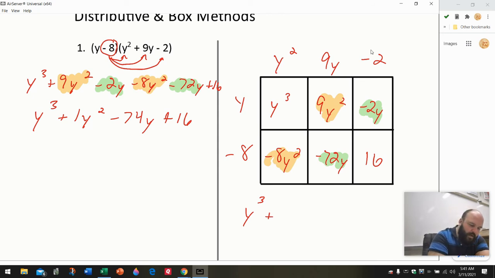So that's going to be 1y squared. And again, you can write the 1 or you can leave it out. Doesn't matter. Then we have minus 2y minus 72y, which is negative 74y. And followed by that, we have a positive 16. And there you go. There's our final answer. Matches perfectly with the distributive method that we did in the first part.